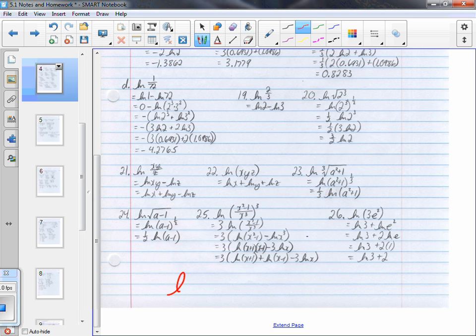Here's the thing. If you've got the natural log of a quotient, we can expand it. A product, we can expand it. An exponent, we can expand it. Otherwise, no. All right, what else? Any others?